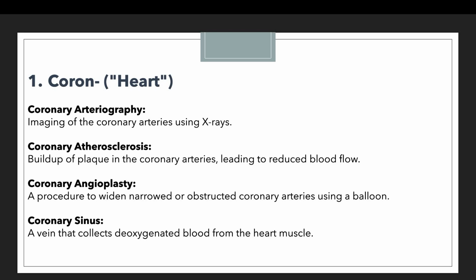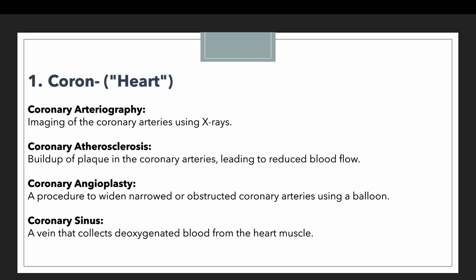So again, we are talking about something related to heart muscle. That's why we are using the term coron as a prefix. The complete terminology is coronary sinus, which is a vein that collects deoxygenated blood from the heart muscle. Now, if you look at all the examples again, you will find only one common thing, which is heart. In every example, we are talking about heart, and that's why we are using the prefix coron.